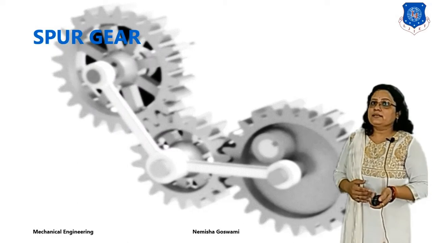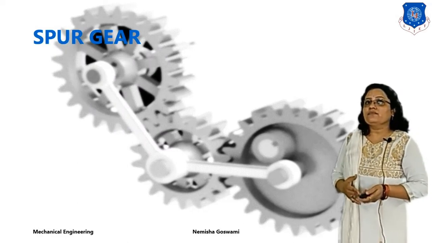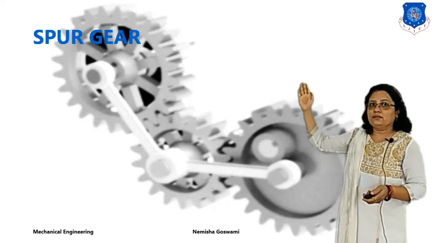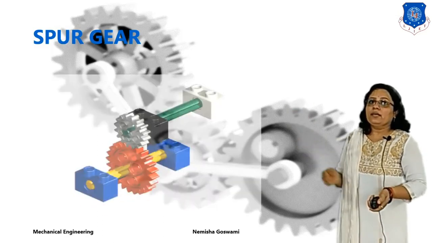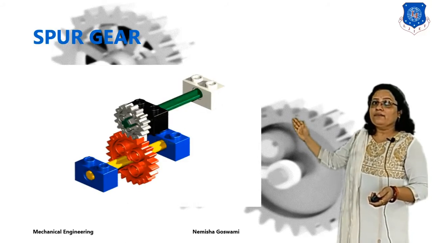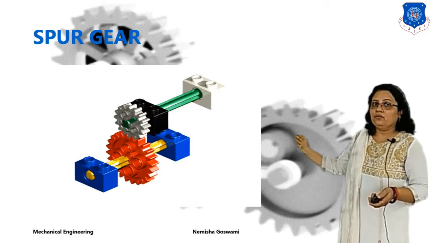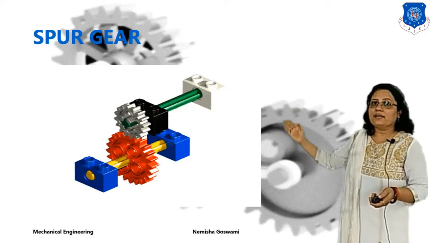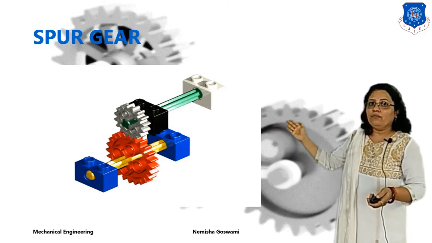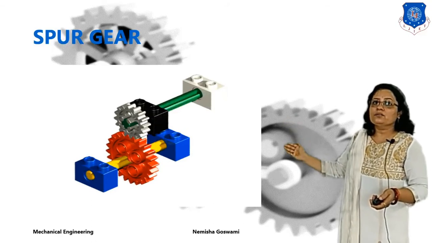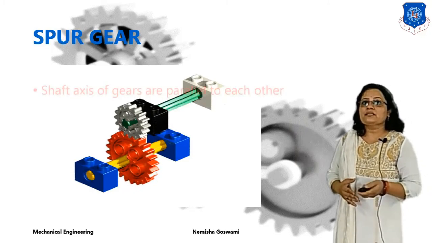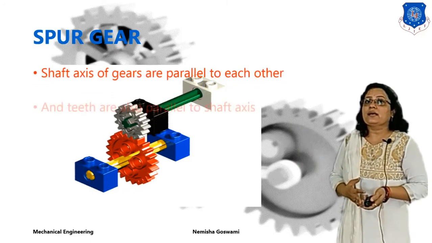Next, the first classification is when the shaft axes are parallel to each other. Under this category, the first gear is the spur gear. In this figure you can see both shafts, in yellow and green color. Both shaft axes are parallel to each other, and the teeth of the gears are also parallel with respect to the shaft axis. This type of gear is known as a spur gear.